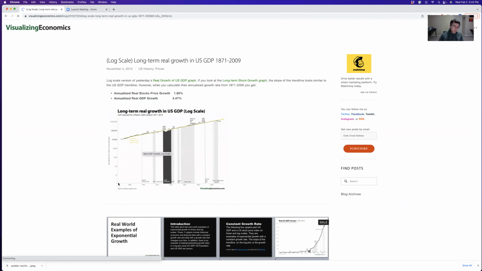What is a logarithmic scale? On a logarithmic scale, every power of 10, for example, is the same distance from 1 to 10 as from 10 to 100, as from 100,000 to a million.